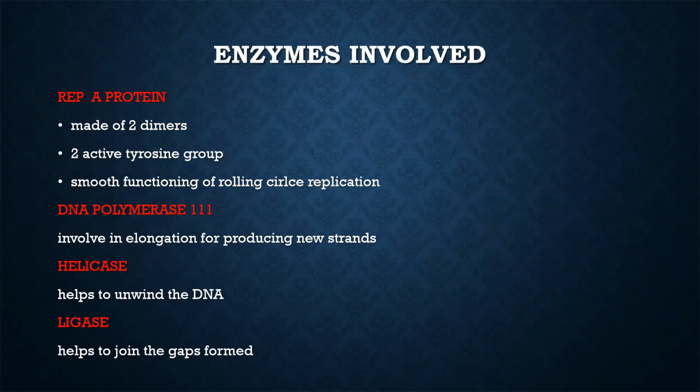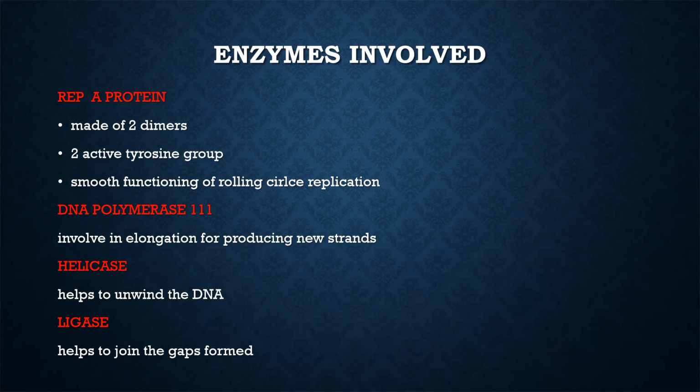There are many enzymes involved in this. One is Rep-A protein, then DNA polymerase 3, helicase enzyme. Rep-A protein is made up of 2 dimers, and they have 2 active tyrosine groups, which help in the smooth functioning of rolling circle replication. The second enzyme is DNA polymerase 3, which adds new nucleotides to the strand, that is, it helps in the elongation of the DNA.